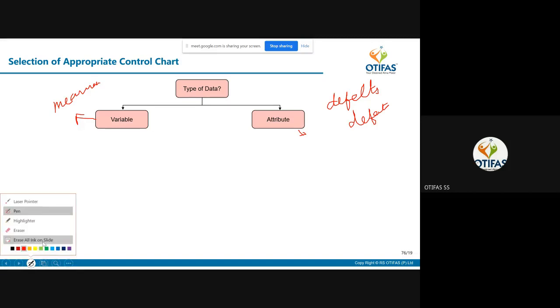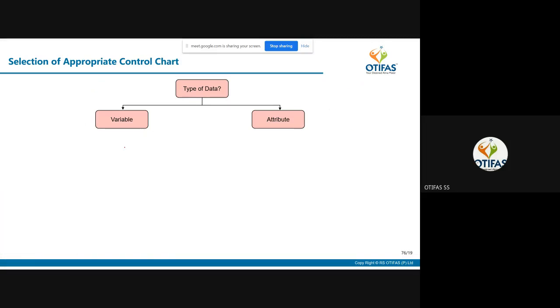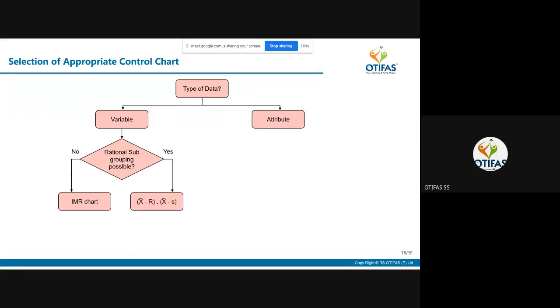Now how will you use them? Let us see. In this chart also you have two options. If you are not able to take data in a grouping, then you take an IMR chart. And if you are able to take data in a group, then we can do two charts: X bar R and X bar S. What does X bar R mean? What is this X bar? Mean. And R? What is R?